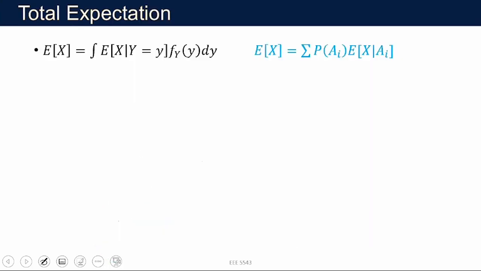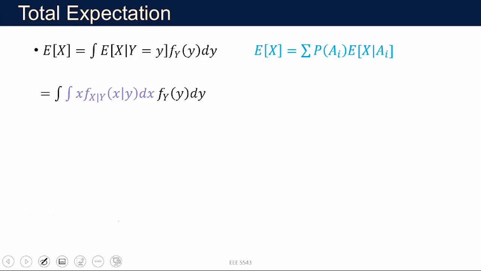Let's for a moment back up a little bit and look back at the total expectation value and how this was derived. On the right, I have a form of it from discrete time, where we had an event A that partitioned our sample space. So here we could partition our sample space using another random variable expression, the expected value of x conditioned on y.